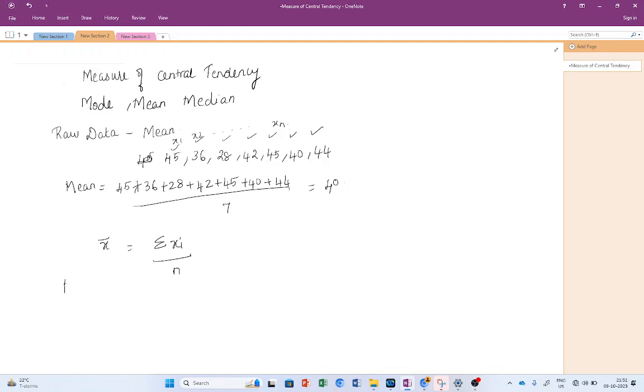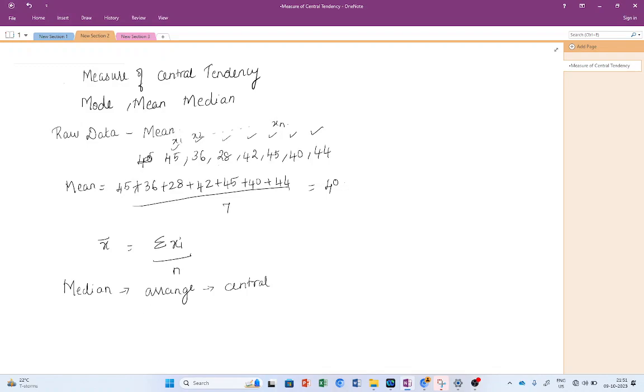Now coming to median. Median, in other words, is the middle value. To find the middle value, first you have to arrange the given data in either descending or ascending order. After you arrange the data, you have to pick the central value. I'll give you an example. Suppose I have the same question. What is the median for the given data? First I have to arrange the given data.